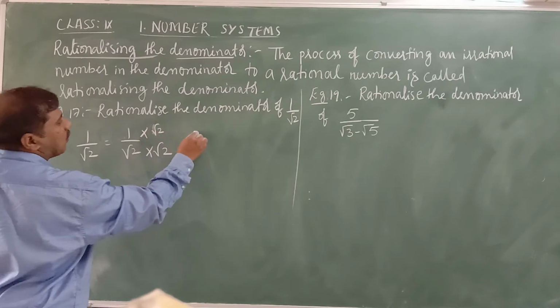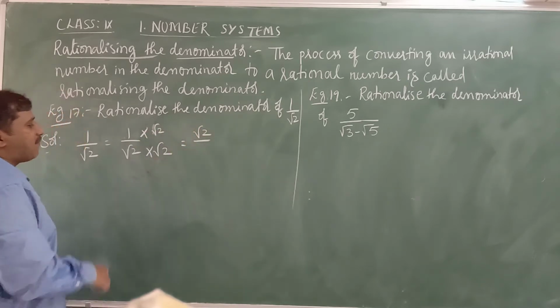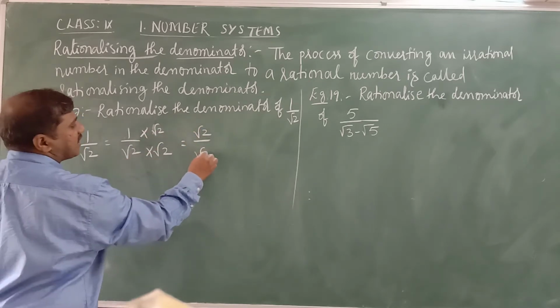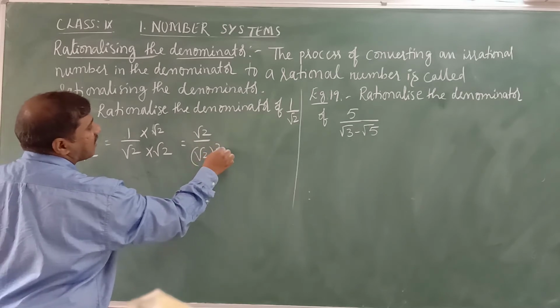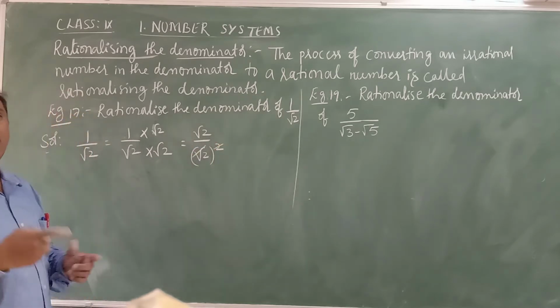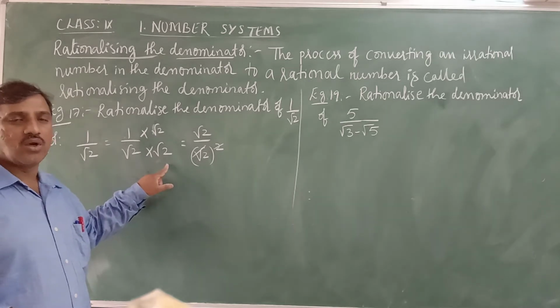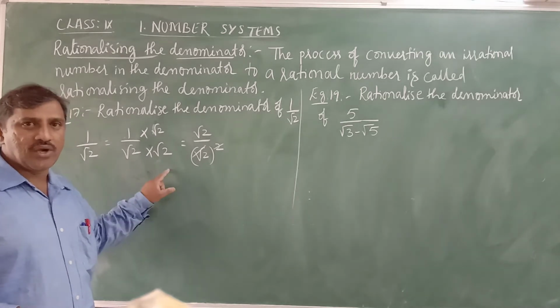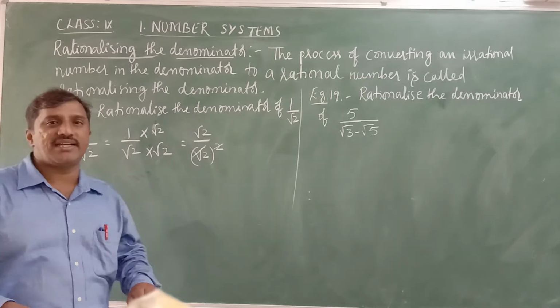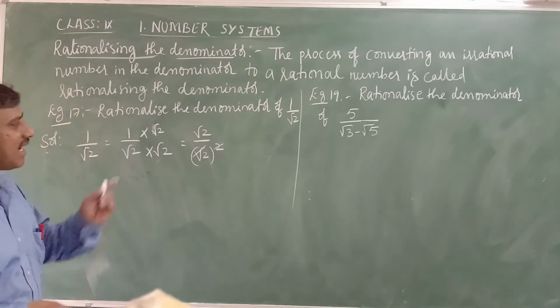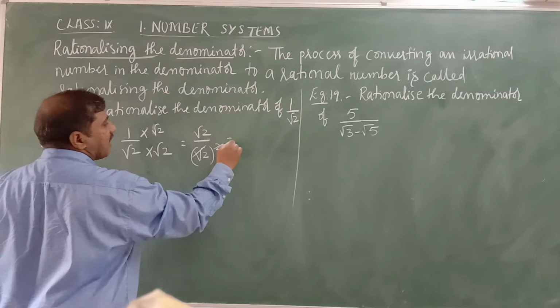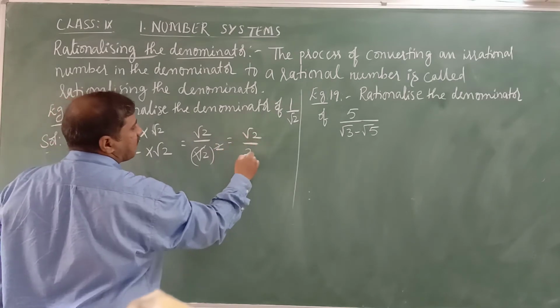Now 1 into root 2 it is root 2, divided by root 2 into root 2, it is root 2 whole square. Square and square root are cancelled. Or root 2 into root 2: root a into root b is equal to root of a into b, that is 2 into 2, it is 4. Root 4 we get, root 4 is again 2. So you can do it any way. That is root 2 divided by 2.